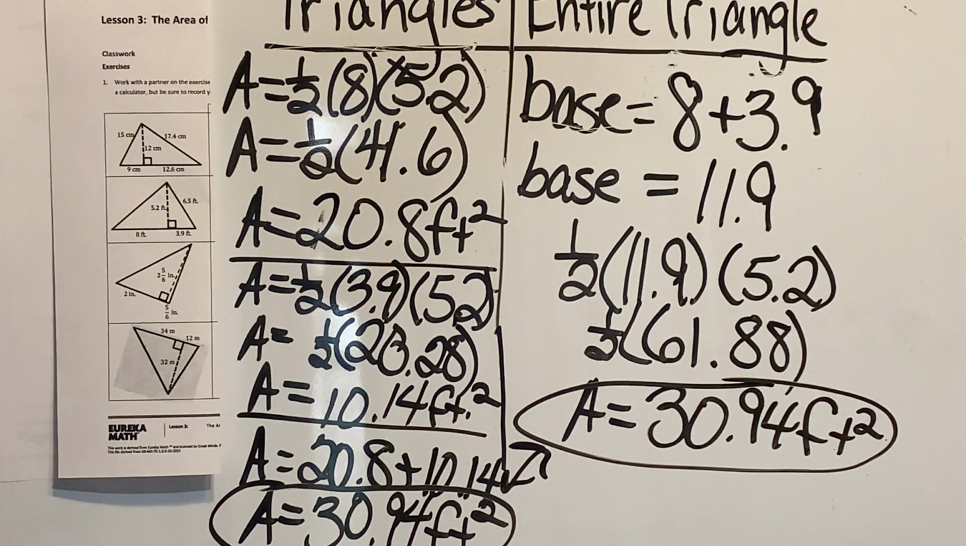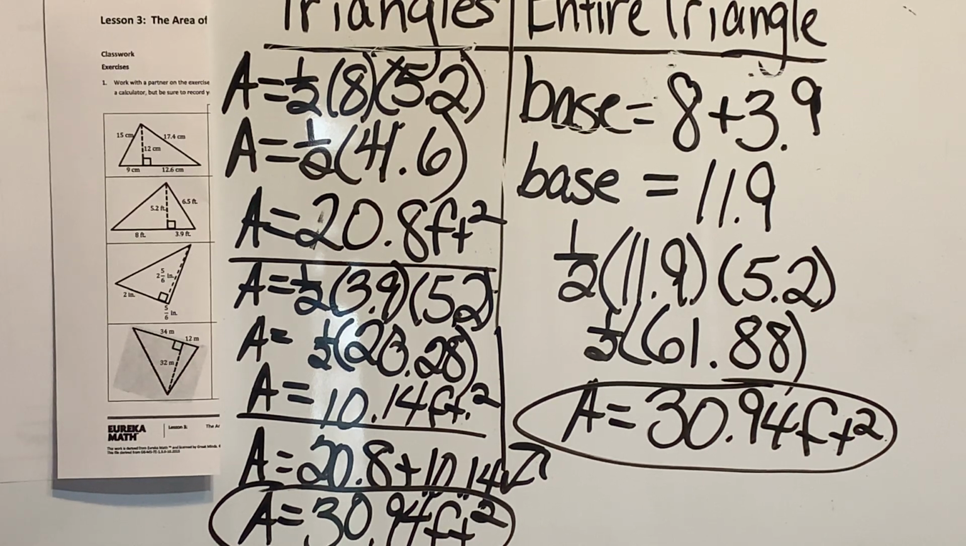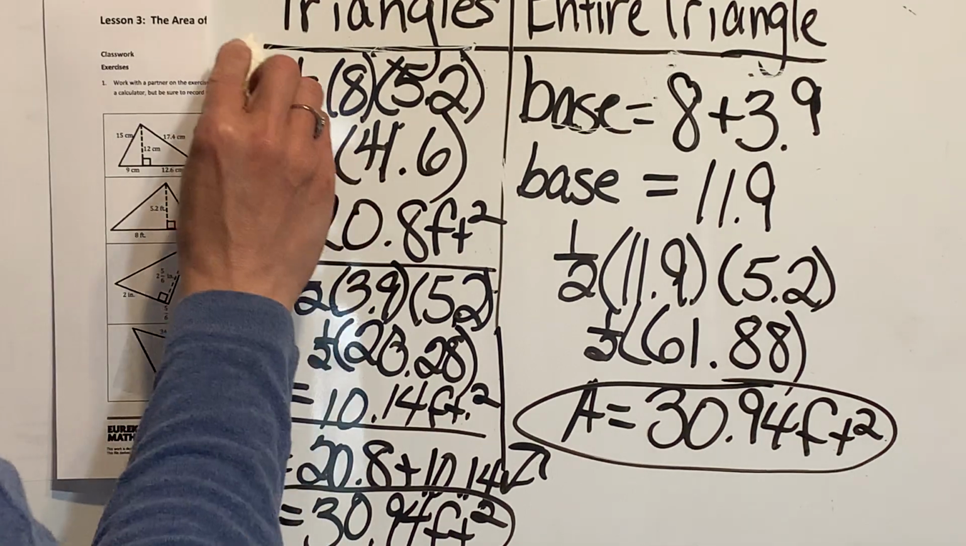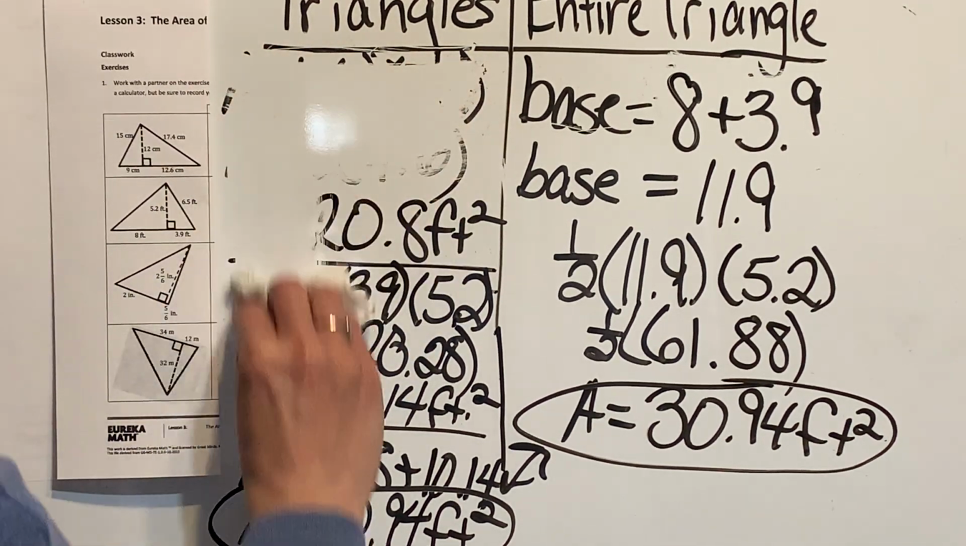I think we can do just the area of the entire triangle instead of finding the area of the two separate triangles. All right. I'm hoping you're getting this down. If not, you can always rewind or you can pause. All right, so let's try number 3.